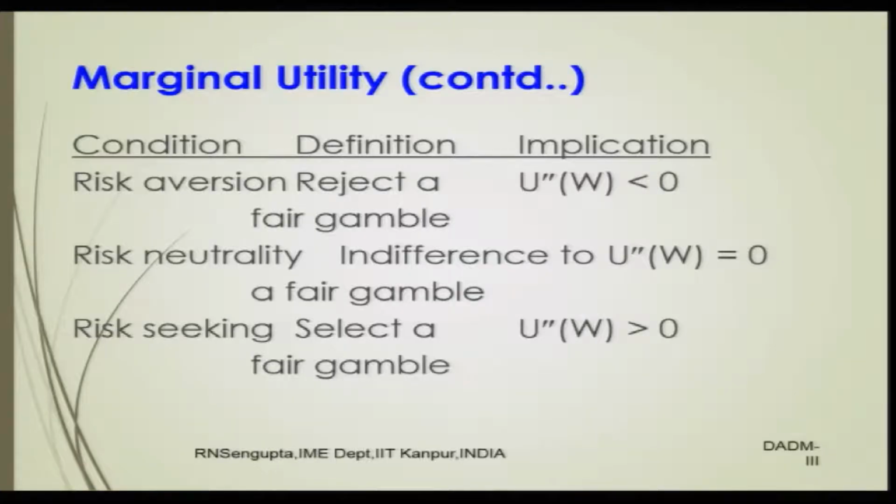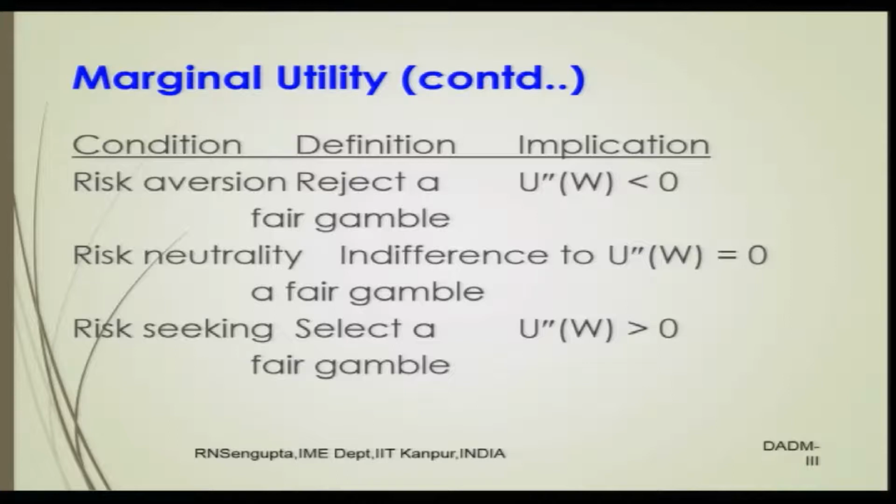Now, consider the marginal rates and their implications. If I am a risk averse person, which means I will reject a fair gamble, and the second derivative, as I have been telling about the green line, would be less than 0. If I am a risk neutral person, I will be indifferent to the fair gamble, which means that my second derivative will be 0. If I am risk seeking, I will select a fair gamble such that the second derivative would be greater than 0.